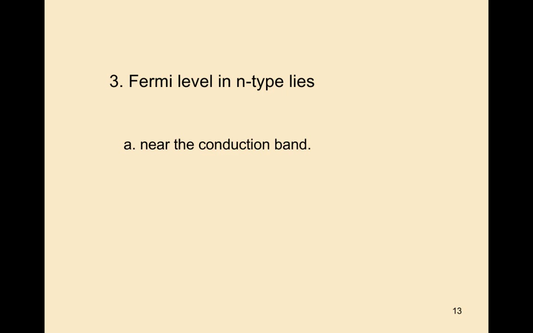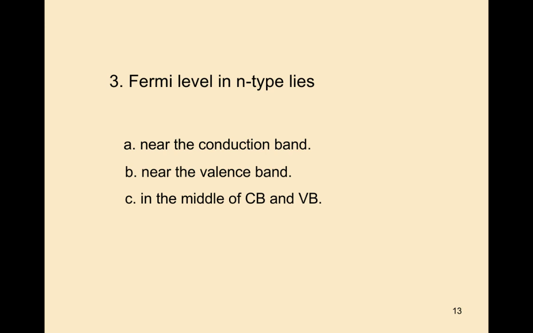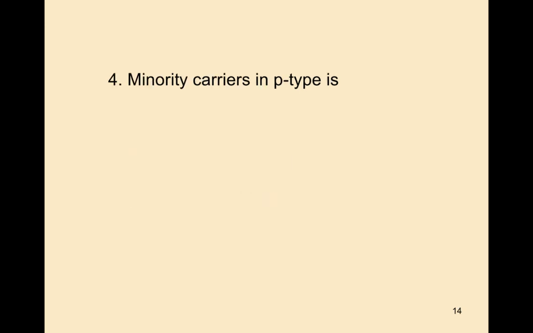Fermi level in n-type lies near the conduction band, near the valence band, or in the middle of conduction band and valence band. Fermi level in the n-type lies near the conduction band is the correct answer. Next question: minority carriers in p-type are electrons or holes. Electrons are the minority carriers in p-type. Holes are the majority carriers in p-type, whereas in n-type semiconductor, electrons are the majority carriers and holes are the minority.